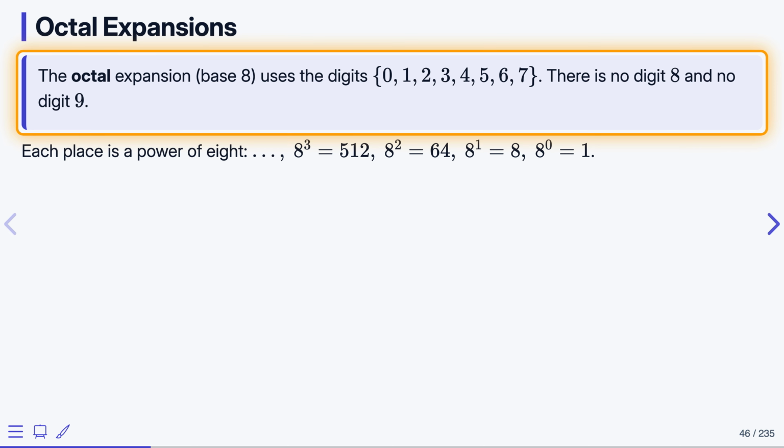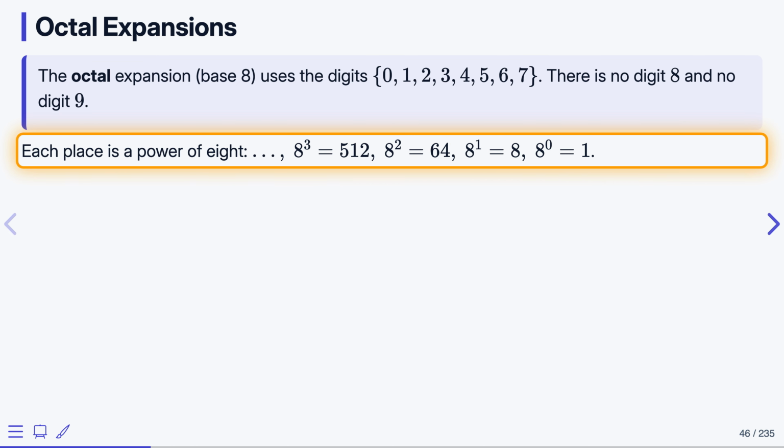Octal is base 8. It uses 8 digits, 0 through 7. There is no digit 8 and no digit 9 in octal. Each place is a power of 8. Reading from the right, the places are 1, then 8, then 64, then 512. Each step to the left multiplies by 8.